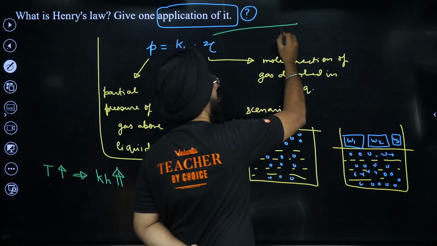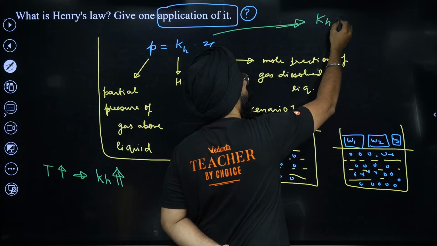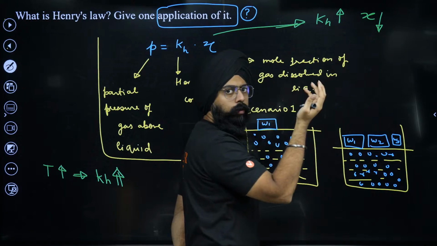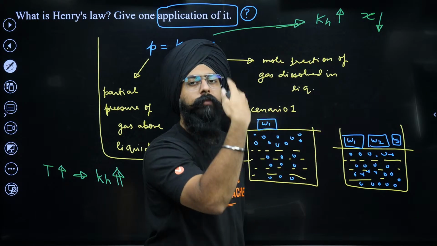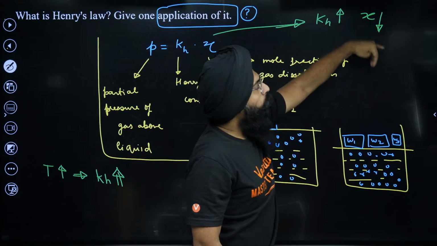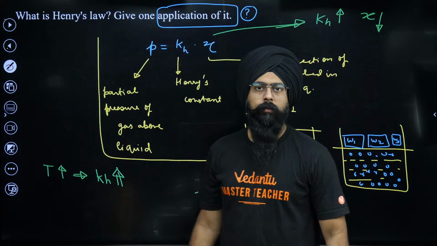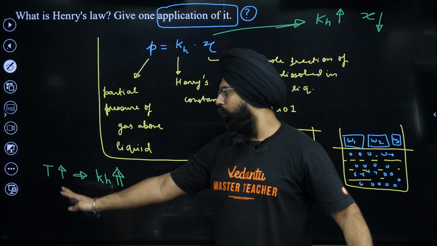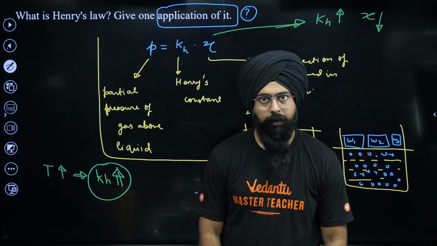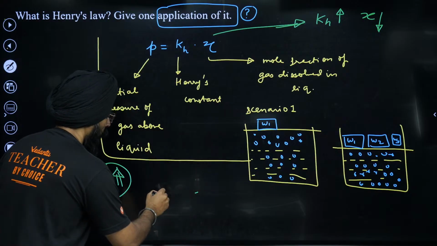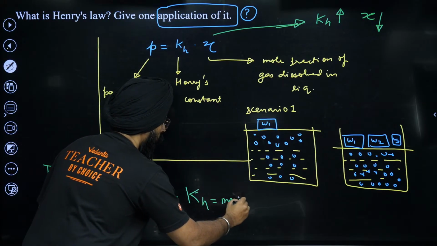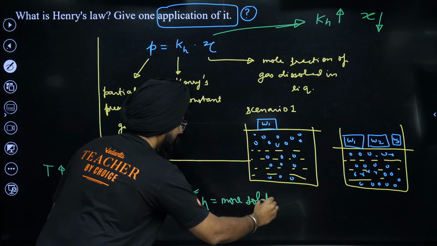From here, can I say that if Henry's constant is more, solubility will be less? X, or this chi, is what? Mole fraction, solubility. So if I have high Henry constant, solubility will be less. At high temperature, solubility is less. So at high temperature, Henry constant increases. Low Henry constant equals more solubility.